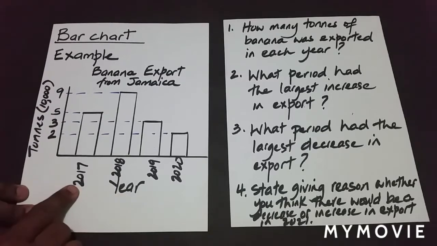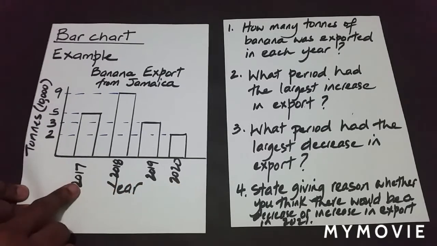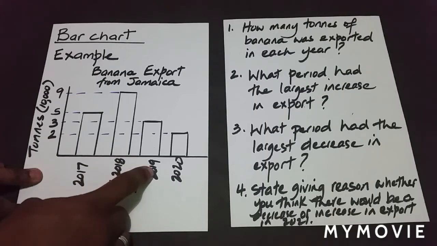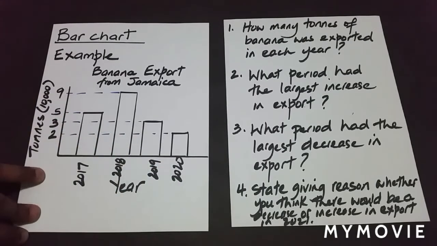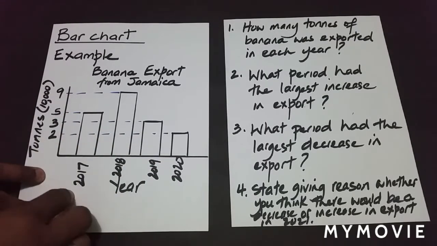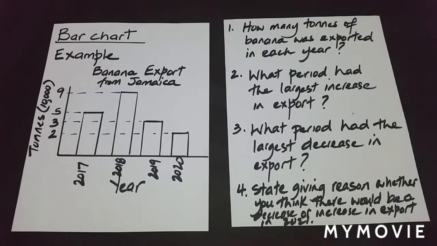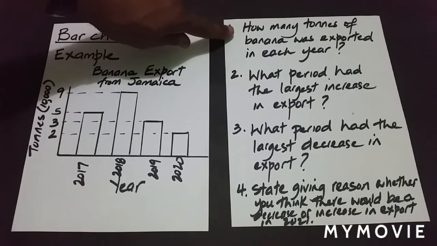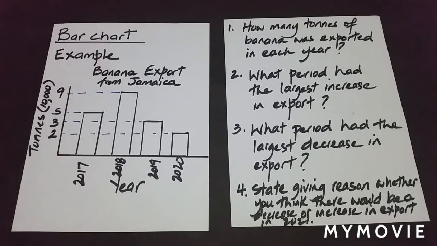And of course the year is from 2017 through to 2020. So 2017, 2018, 2019 and 2020. So each bar is representing an outcome in a particular year with regards to tons. Now, clearly we're looking at the information given, and year is there and tons is in 10,000. So the first question says, how many tons of banana was exported in each year?